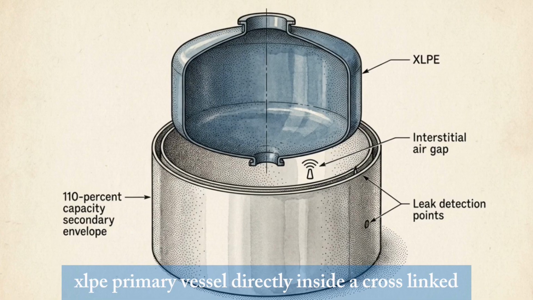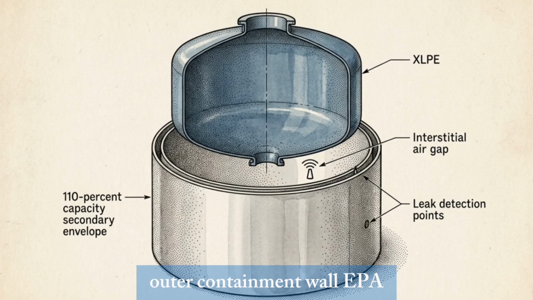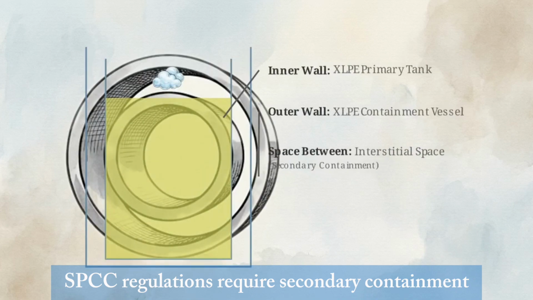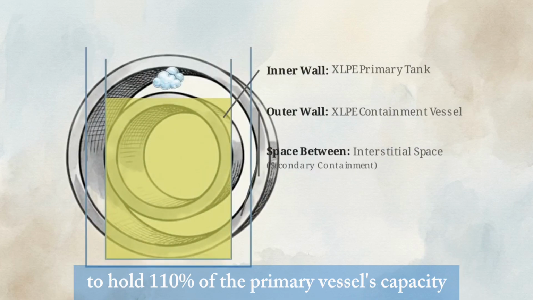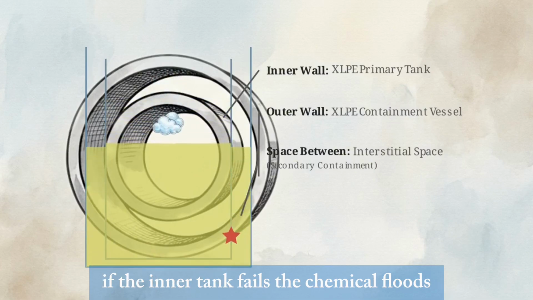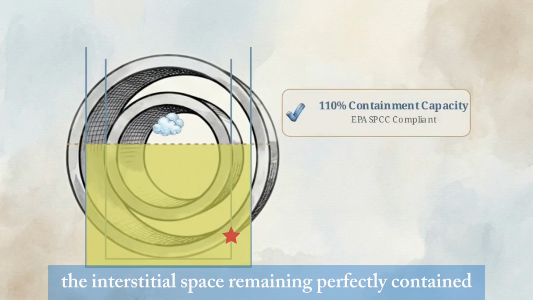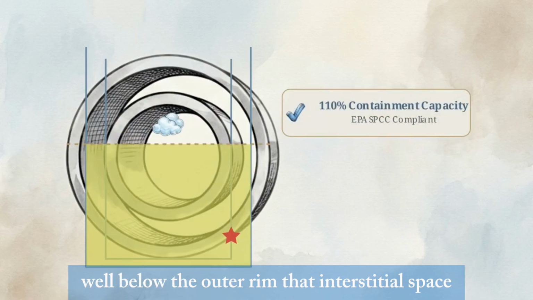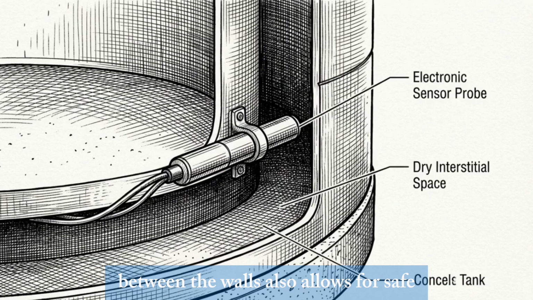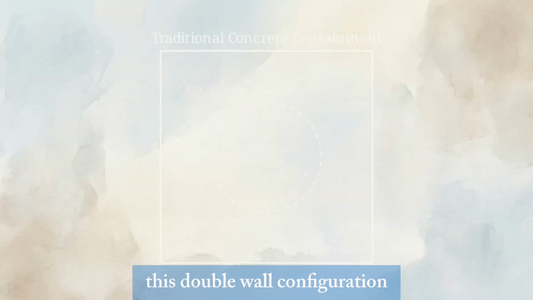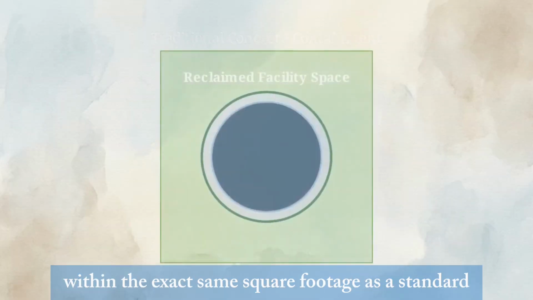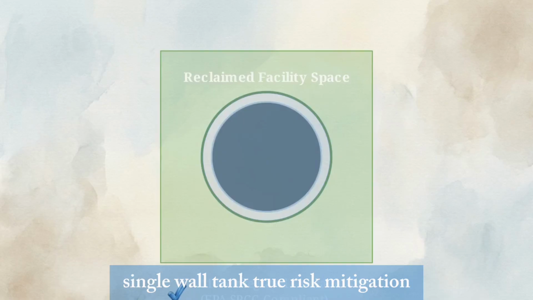It integrates an inner XLPE primary vessel directly inside a cross-linked outer containment wall. EPA SPCC regulations require secondary containment to hold 110% of the primary vessel's capacity. If the inner tank fails, the chemical floods the interstitial space, remaining perfectly contained well below the outer rim. That interstitial space between the walls also allows for safe, integrated leak detection monitoring without exposing personnel to the chemical. This double wall configuration delivers full regulatory compliance within the exact same square footage as a standard single wall tank.